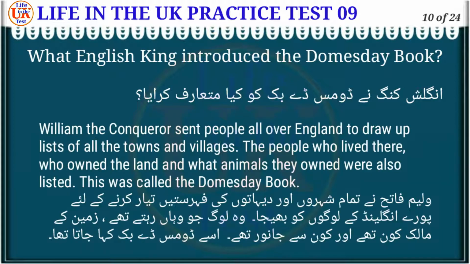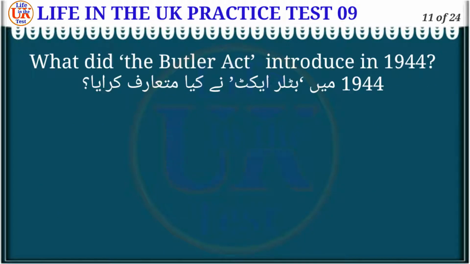William the Conqueror. William the Conqueror sent people all over England to draw up lists of all the towns and villages. The people who lived there, who owned the land and what animals they owned were also listed. This was called the Domesday Book. Question 11 of 24. What did the Butler Act introduce in 1944?